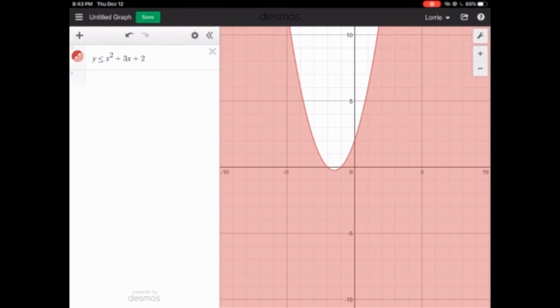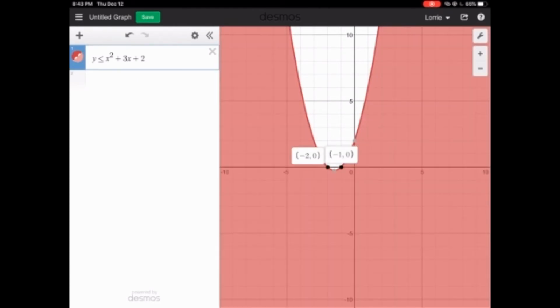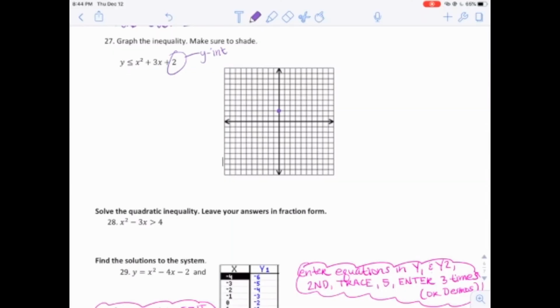And then a couple more points, I can pick out the x-intercepts, and that'll give me plenty of points because I can reflect that point over. So there's all of my points. So I'm going to go back over to my graph and graph these points. I already have the 0, 2. I'm going to pick up the negative 1, 0, negative 2, 0, and negative 1.5, negative 0.25. And don't forget to shade. Negative 1.5, negative 0.25. There's our vertex.